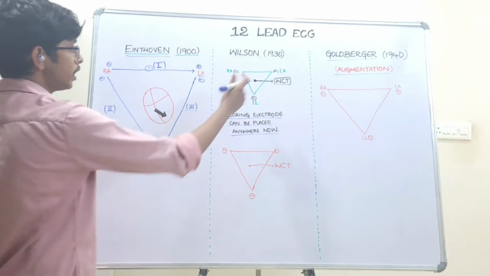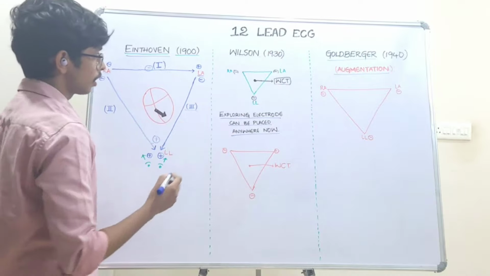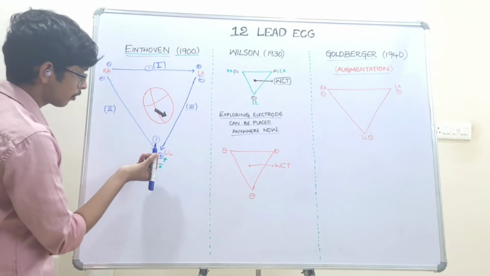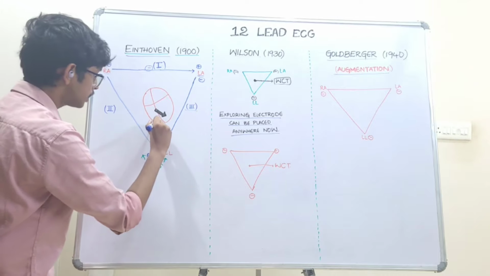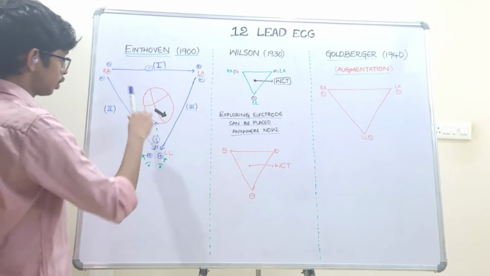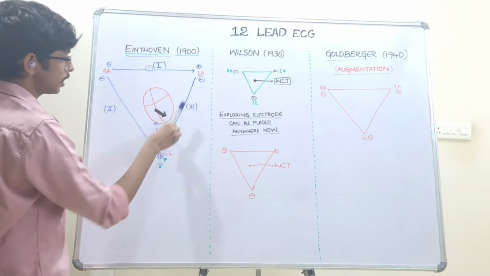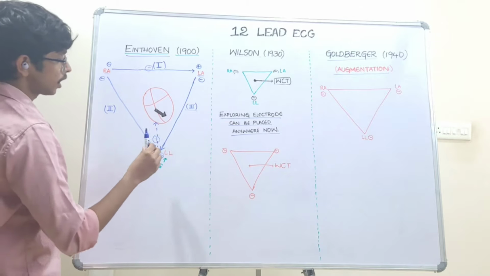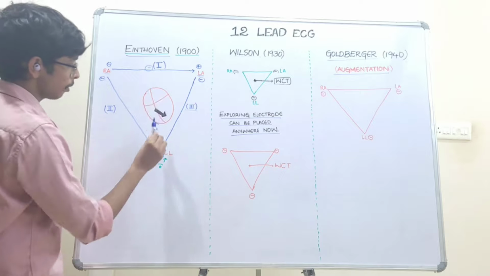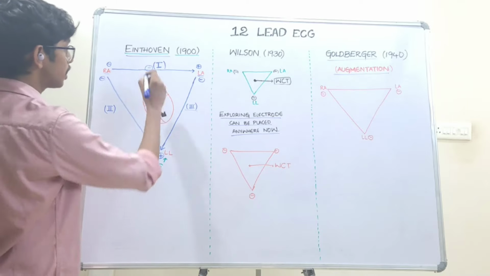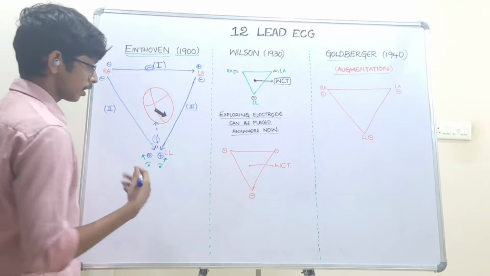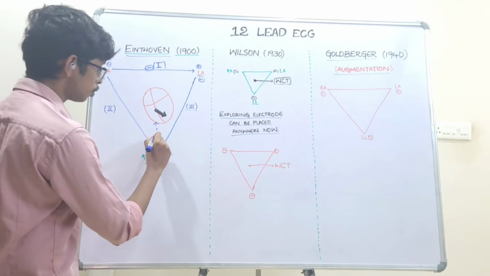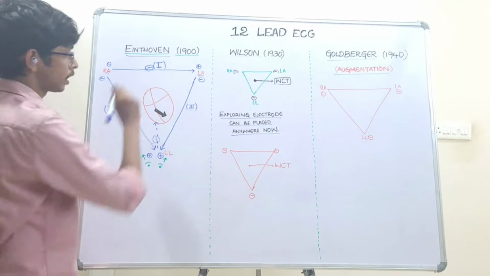Then around the 1930s, there was another scientist called Wilson. He wanted to see the heart from the bottom, that is, from this direction. Lead 2 is seeing in this direction and lead 3 is seeing in this direction, but he wanted to see the heart from the bottom direction, from bottom to top. For that, he had to achieve one more lead. To achieve one more lead, generally we have to put 2 electrodes, positive here and negative here.